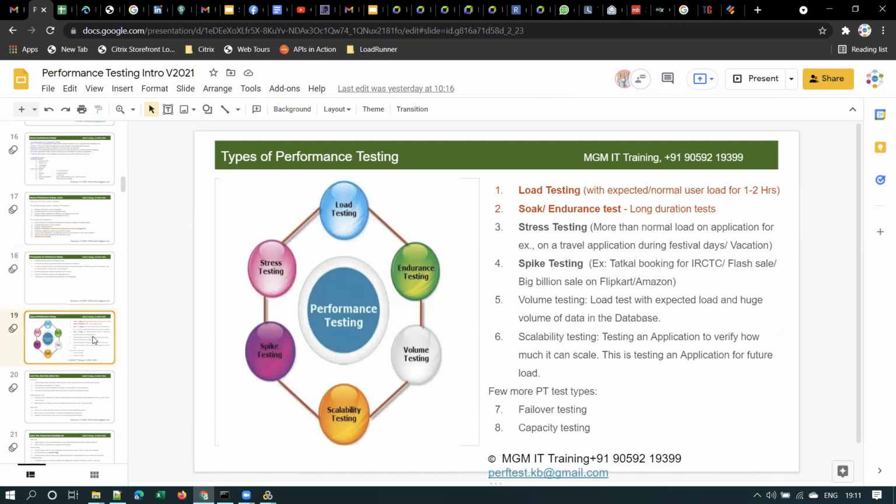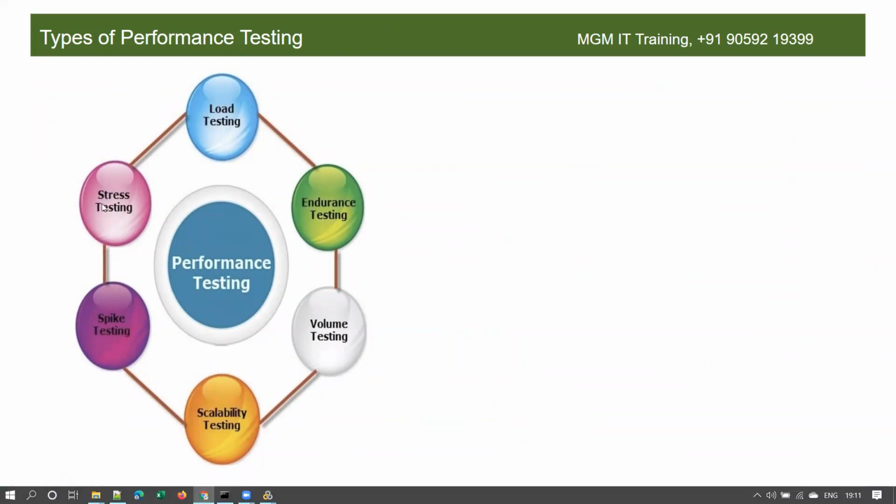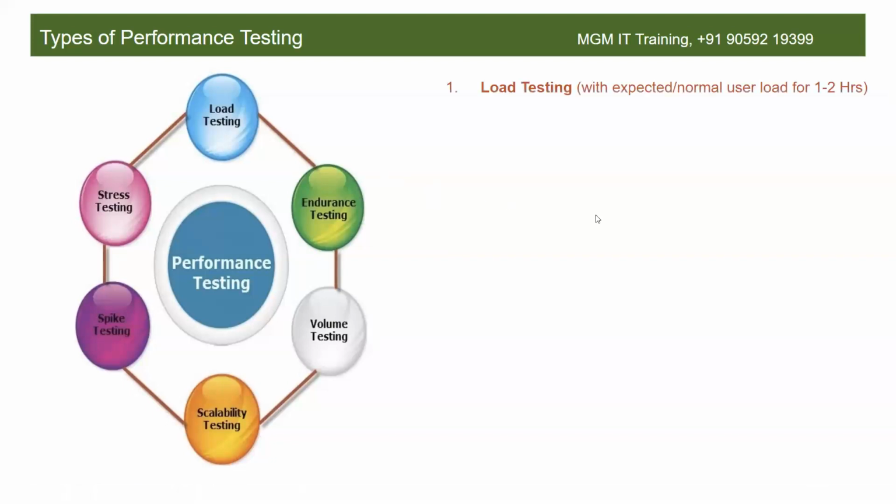The next concept we want to understand is what the different types of performance testing are. These are the different types of performance testing: load testing, endurance testing, volume testing, scalability testing, spike testing, and stress testing. Let's understand them one by one, and let's understand the purpose of each.